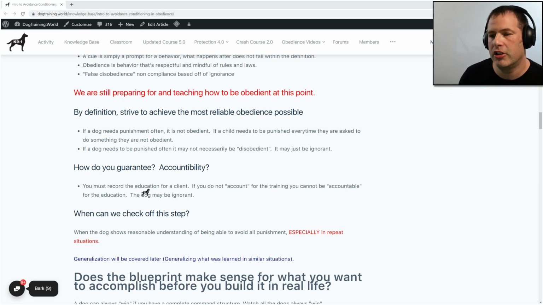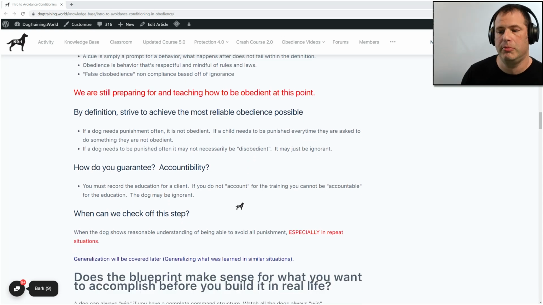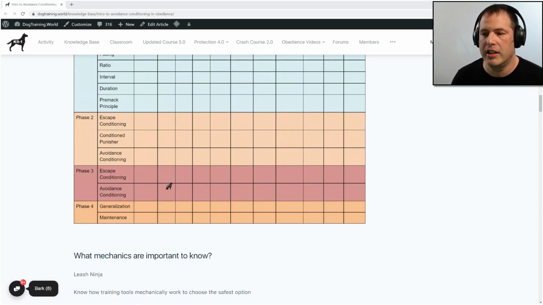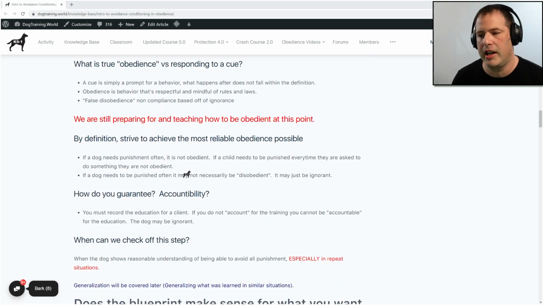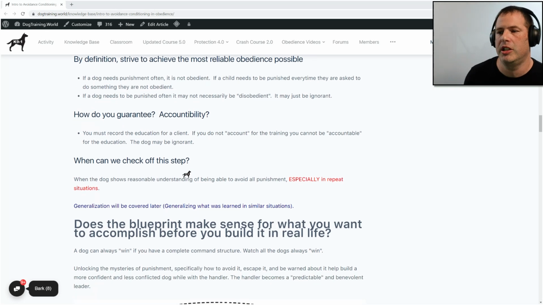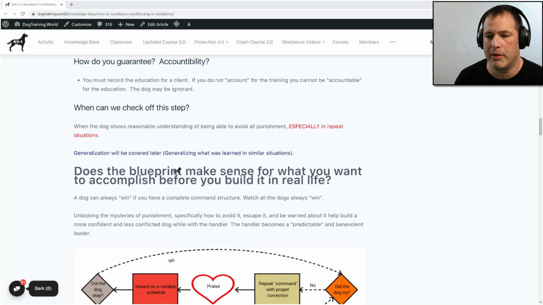And because there is a difference between a dog that responds just to cues, but not really obedient. There is obedience, and there's also what we call false disobedience, which you hear a lot. The dog may be ignorant. You may get a lot of side effects because the dog doesn't really have a full education, where people think the dog is being disobedient, where it really just doesn't know all of the steps.